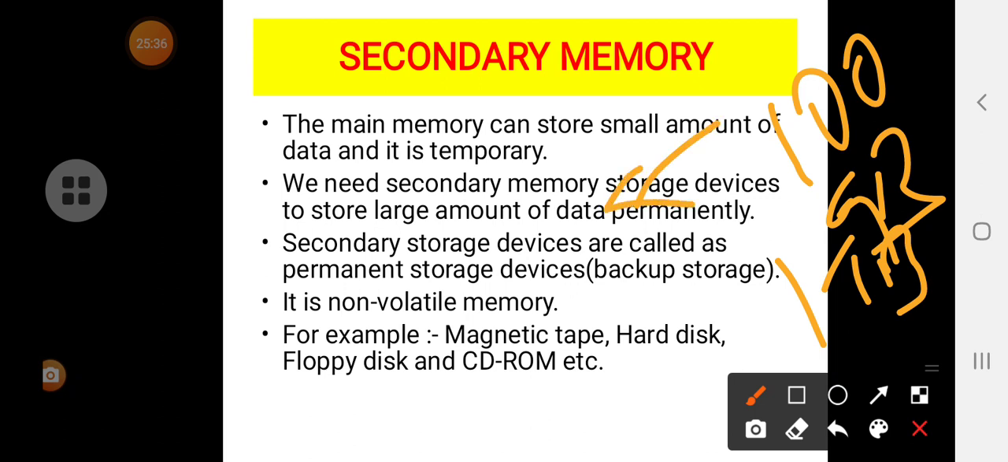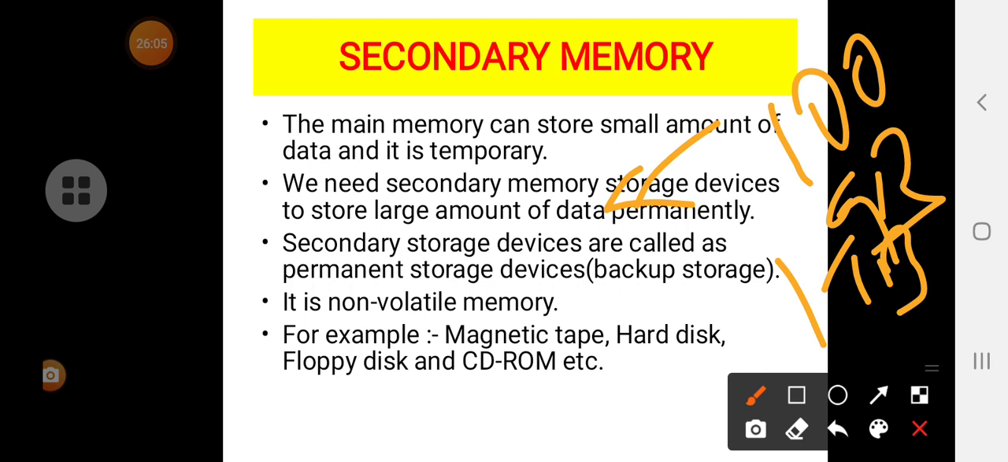We can store the data in a secure manner and it is permanent. We can store the data permanently. Even when there are power fluctuations, at that time also the data is stored permanently. Okay, so next, the secondary storage devices are called backup storage.